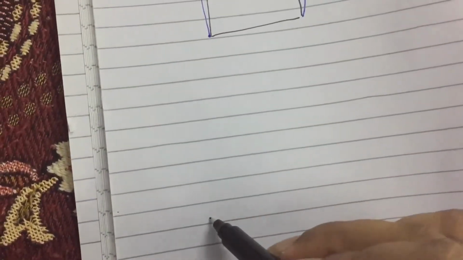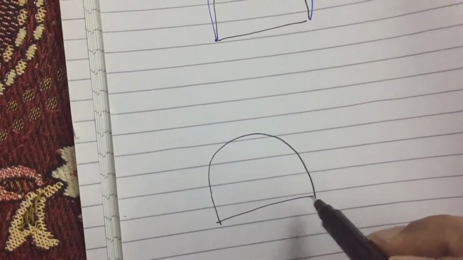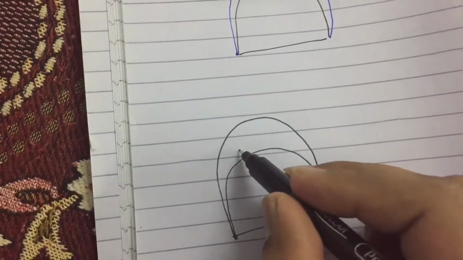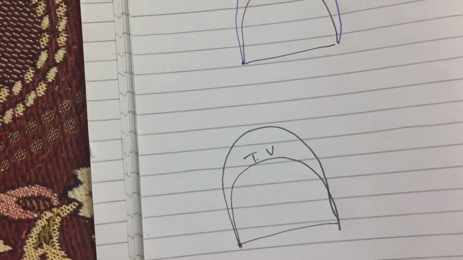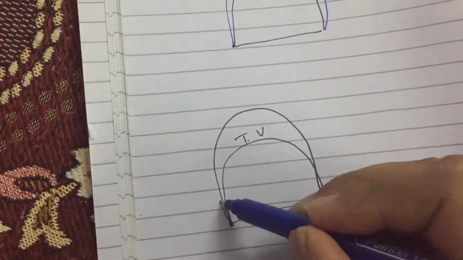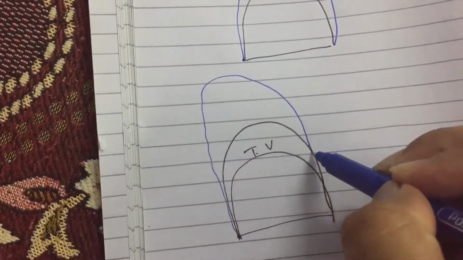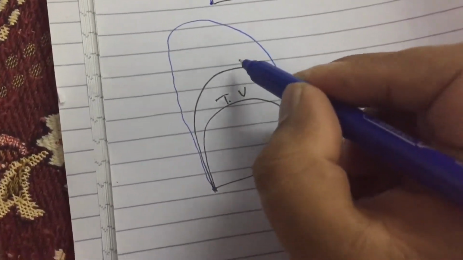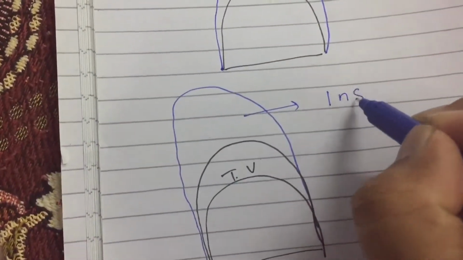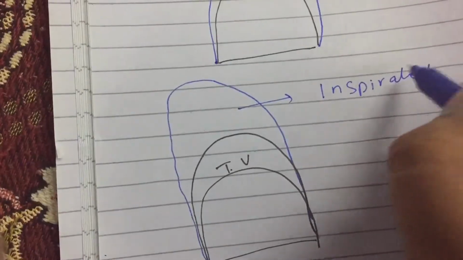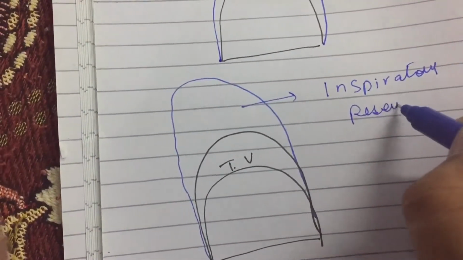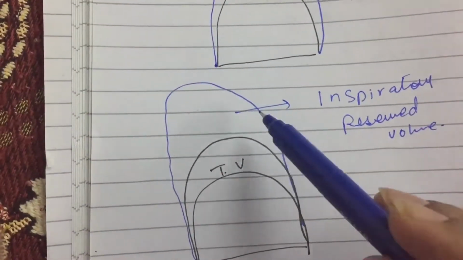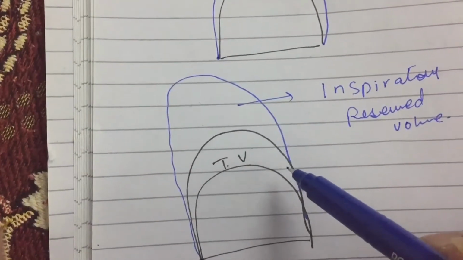So here I'm going to draw the lung, and I'm going to show the tidal volume by the black pen, and we can write tidal volume over here, and here this is the inspiratory effort, the maximum inspiratory effort that a person can do, and it's called inspiratory reserve volume. So this is the maximum air a person can breathe in.